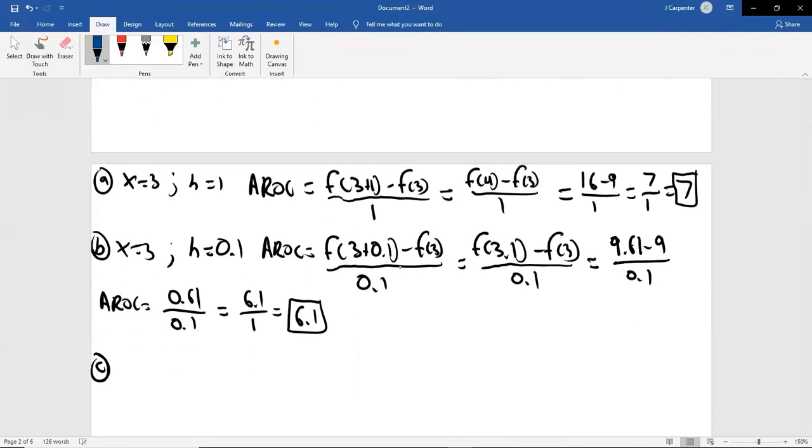Let's go from 3. So again, this was going from 3 to 3.1. Now let's go from 3 to 3.01. So this is 3, adding 0.01 to that would be 3.01. So these 2 points are really close together. In terms of graphing, you're going to have a hard time doing that by hand.